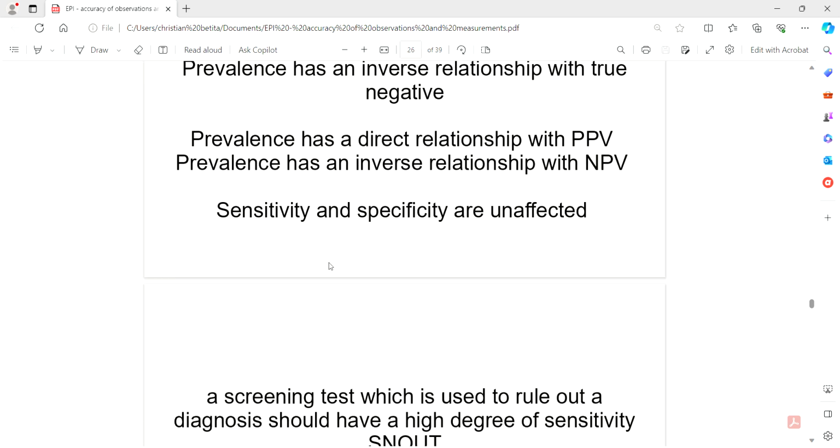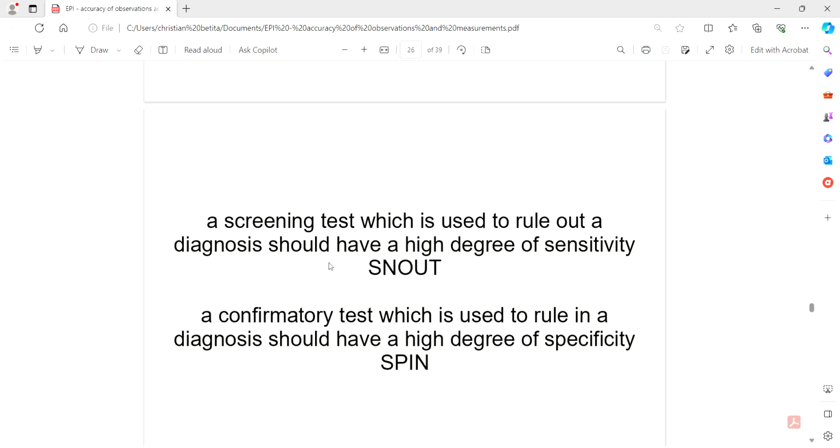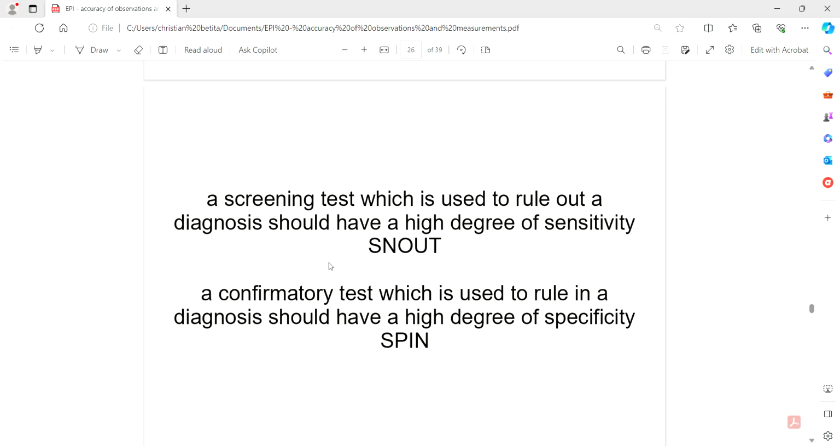So a screening test, which is used to rule out the diagnosis, should have a high degree of sensitivity. Sensitivity, when it is negative, it rules out. So hence the mnemonic SnNout. A confirmatory test, which is used to rule in a diagnosis, should have a high degree of specificity. Specificity, when the test is positive, it rules in. SpPin.